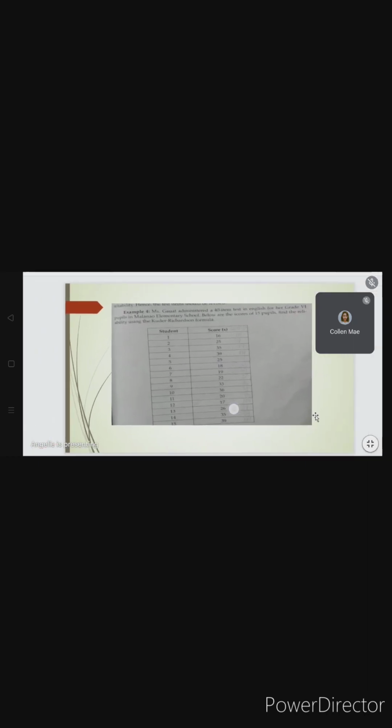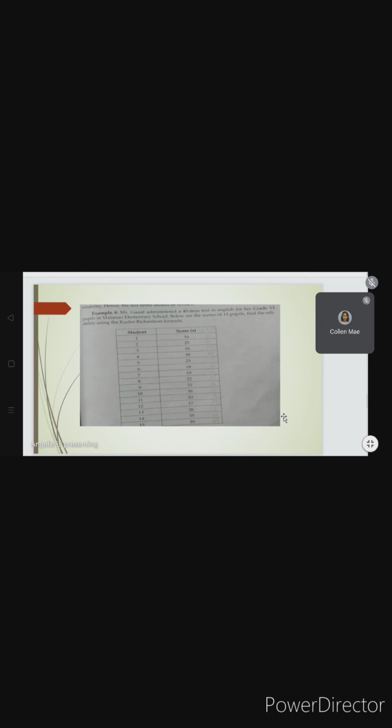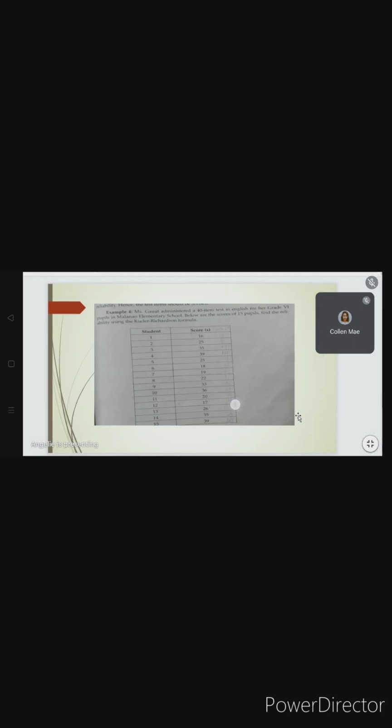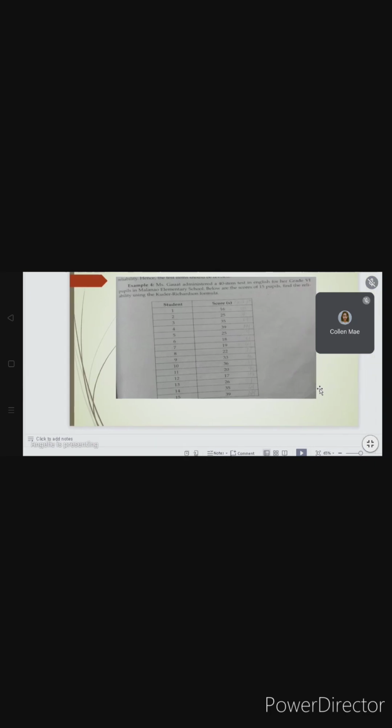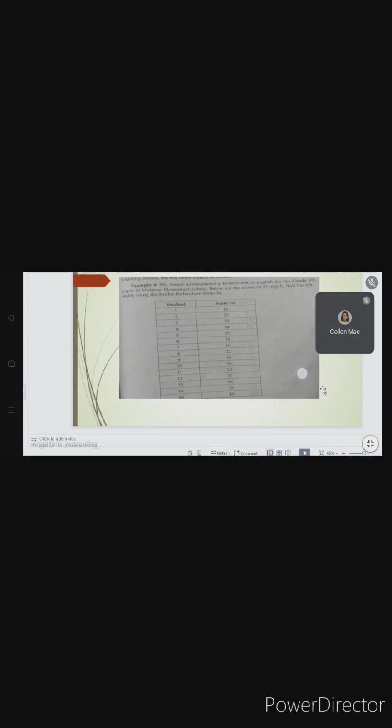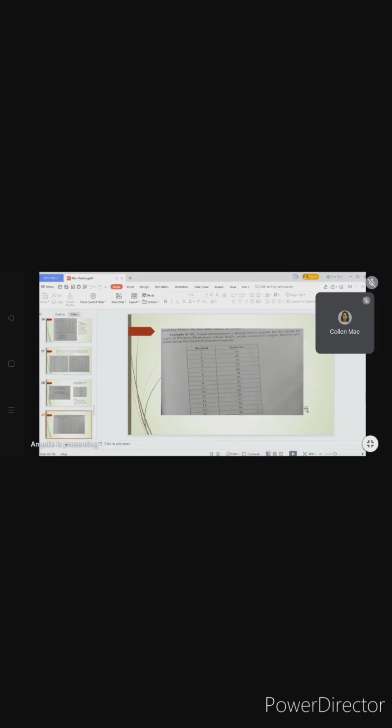So, we have here another example. Miss Watt administered a 40-item test in English for her grade 4 pupils in Malanao, Grade 6 Malanao Elementary School. Below are the scores of 15 pupils. Find the reliability using the Kuder-Richardson formula. So, we have the students 1 to 15, then we have the scores: 16, 25, 35, 39, 25, 18, 19, 22, 33, 36, 20, 17, 26, 35, and 39. Next slide, please.